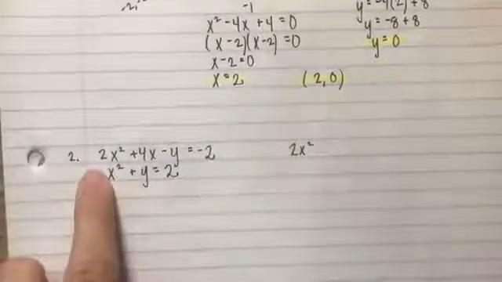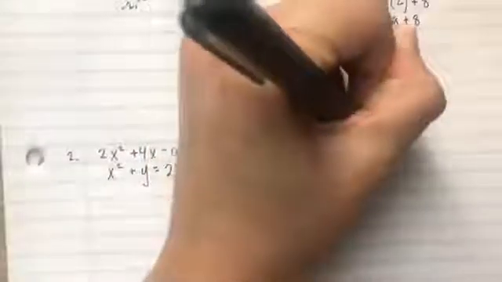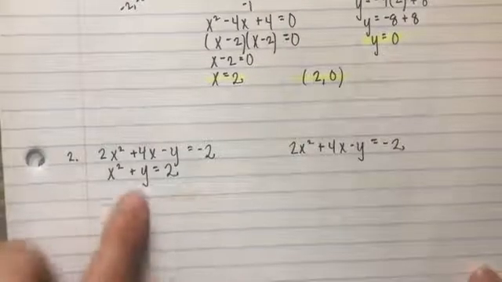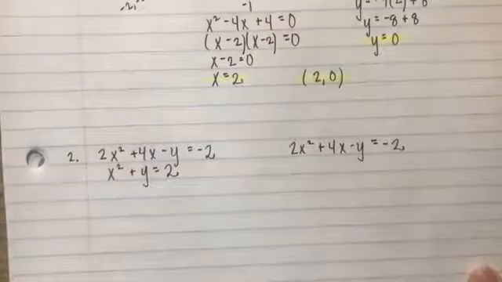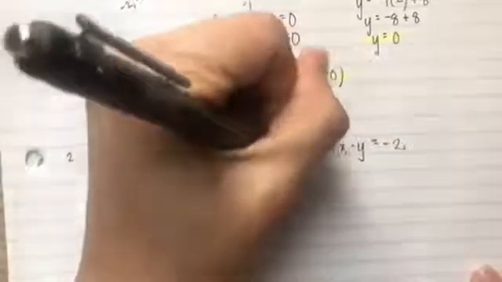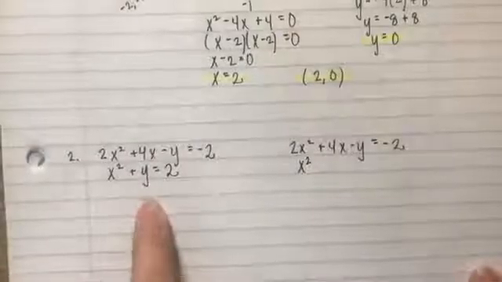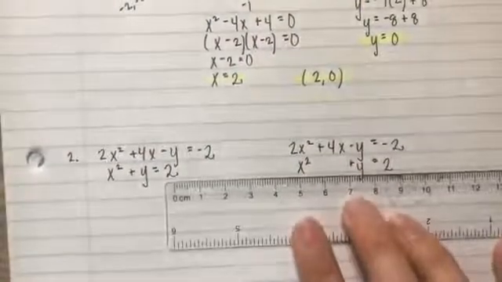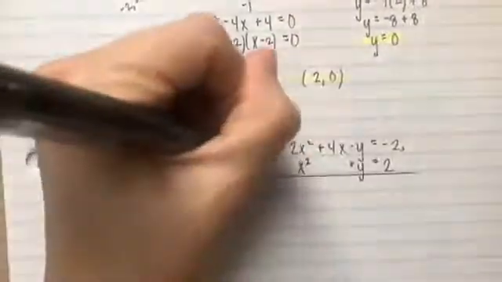I'm just going to rewrite this first equation the same because it's not missing any terms: 2x squared plus 4x minus y equals negative 2. Then for x squared plus y equals 2, I have to leave a space or placeholder for the 4x. So x squared, and then I'm going to leave a gap, line up my positive y under my negative y, and then equals 2. Because it's a negative 1y and a positive 1y, I can just add the two equations together.